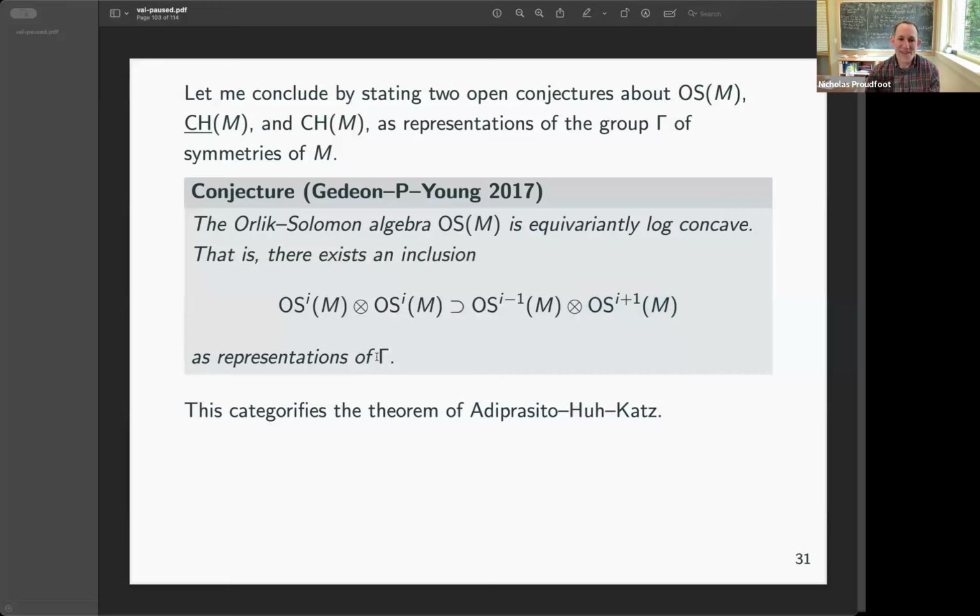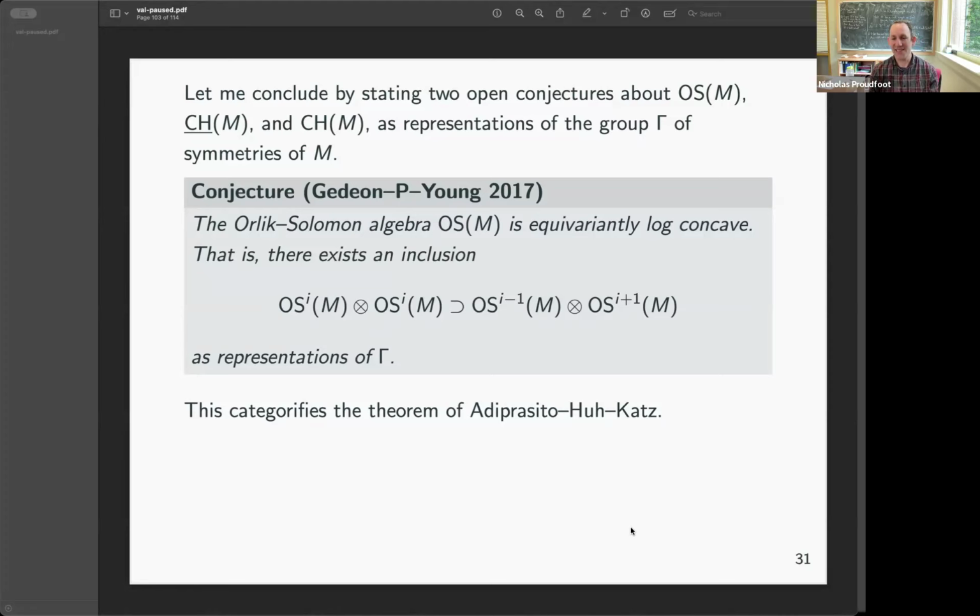Now again, if gamma were trivial, then these are just vector spaces. So the only thing they remember is their dimensions. And this would be a vector space of dimension a_i times a_i. And this would be a vector space of dimension a_(i-1) times a_(i+1). And this would just be the theorem of Adiprasito, Huh and Katz.